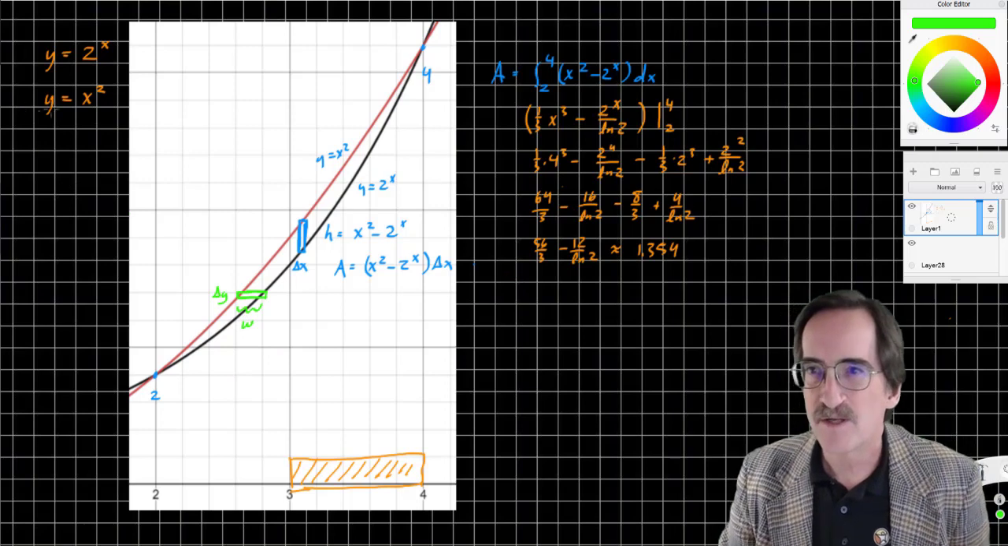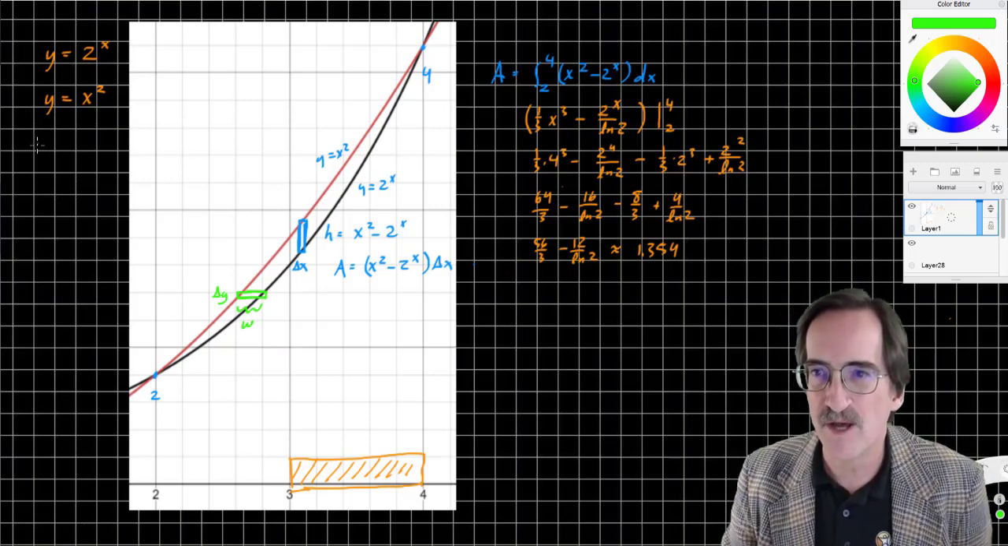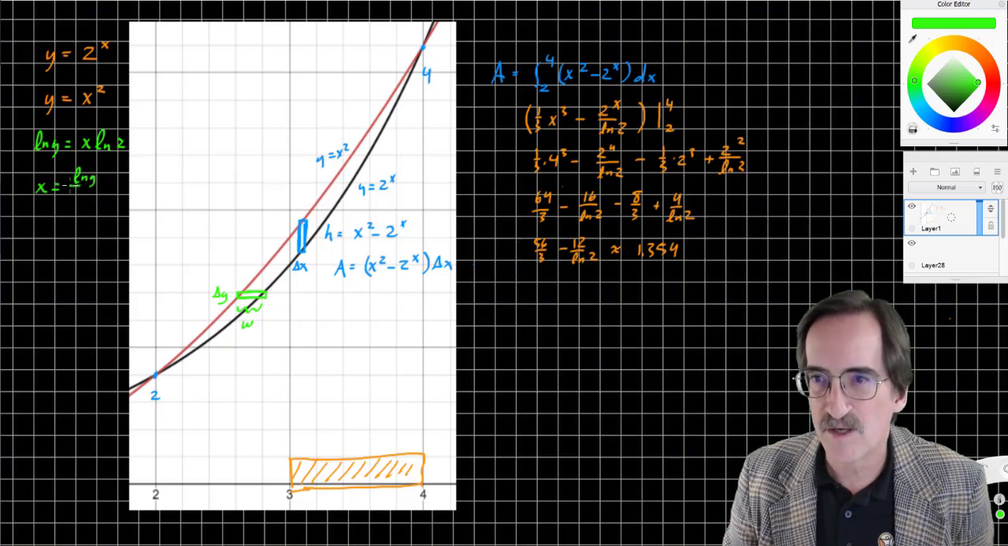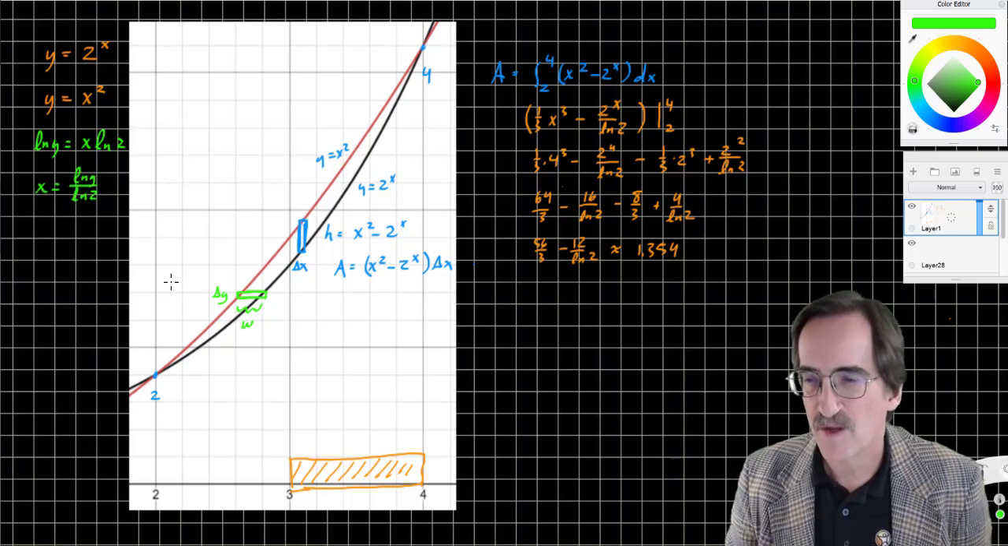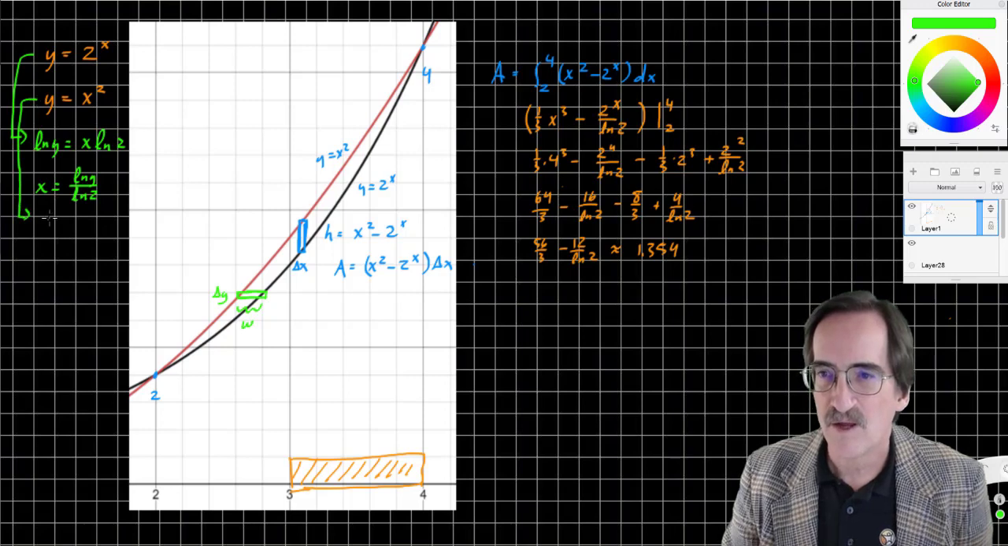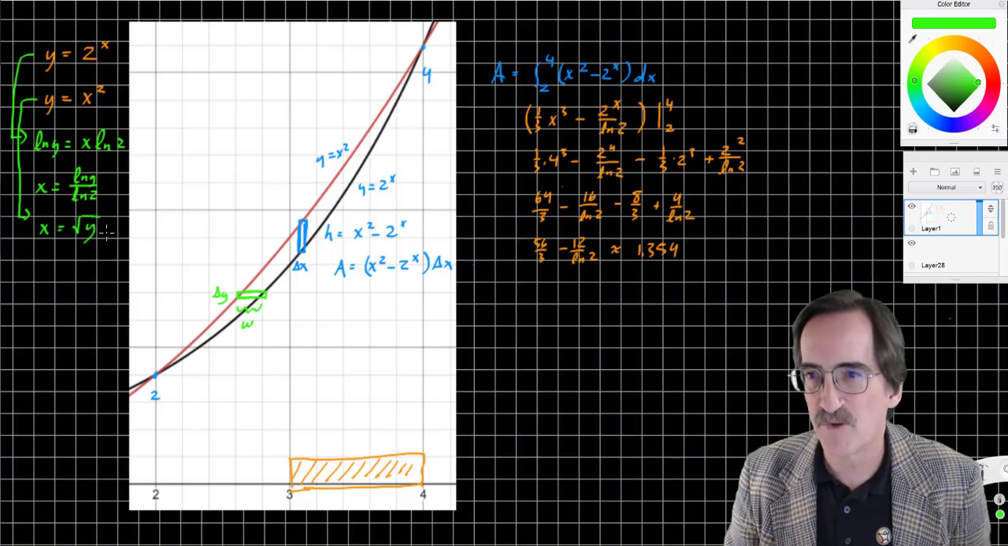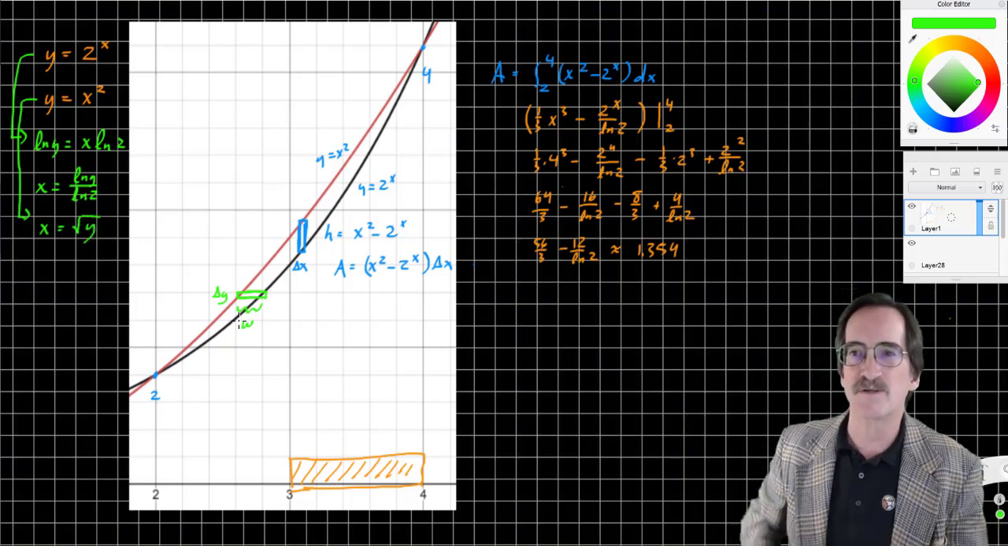Well, we need to solve these for x. So y equals 2 to the x. ln y equals x ln 2. x equals ln y divided by ln 2. Okay, so that's the top one here. Okay, and y equals x squared, solve for x is x equals root y. Plus or minus, but we're on the positive side.